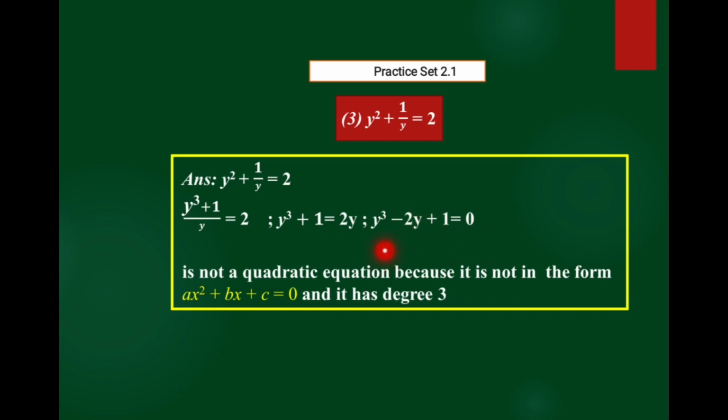Here first we observe the degree. Here the highest degree is 3. So for a quadratic equation we require highest degree 2. So this is not a quadratic equation. It is not a quadratic equation because it is not in the form of ax square plus bx plus c equals to 0, and it has degree 3.